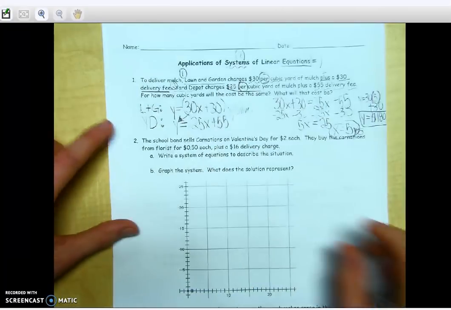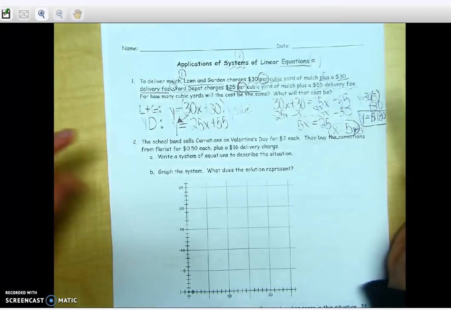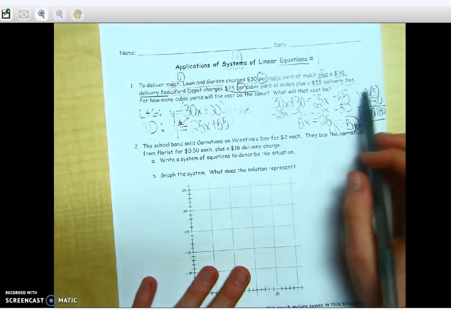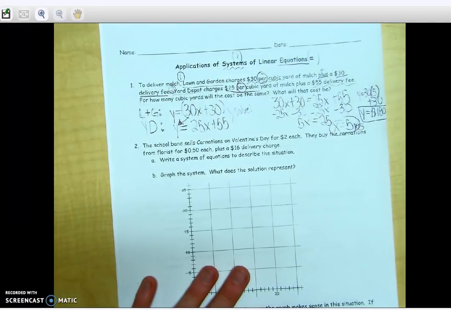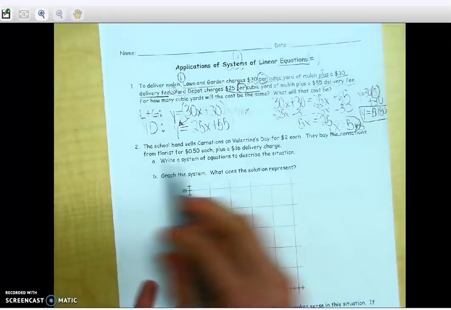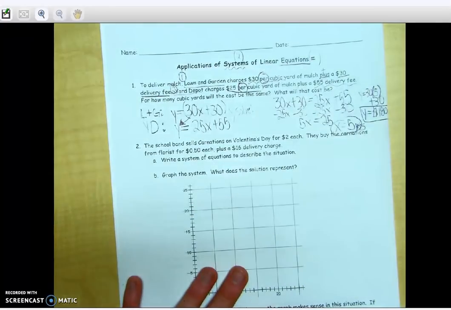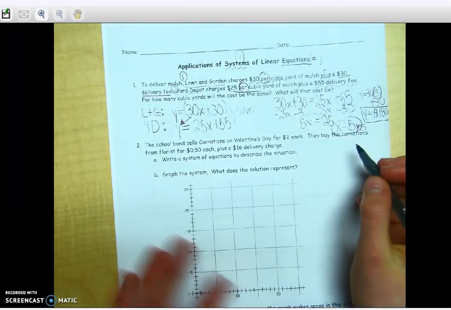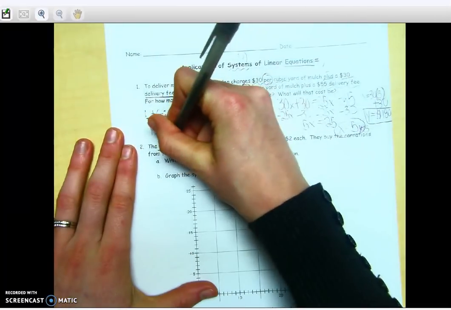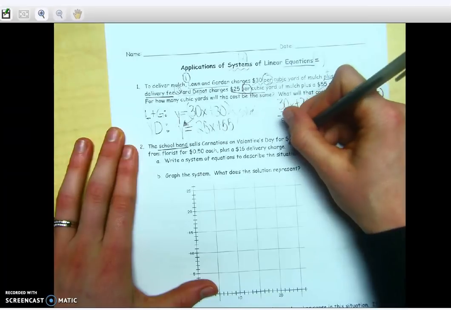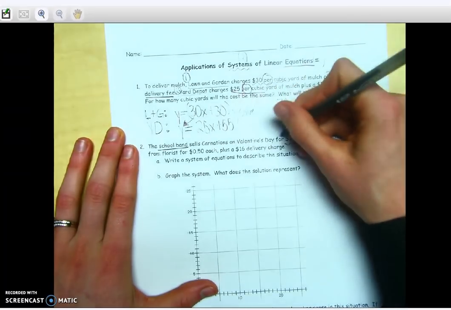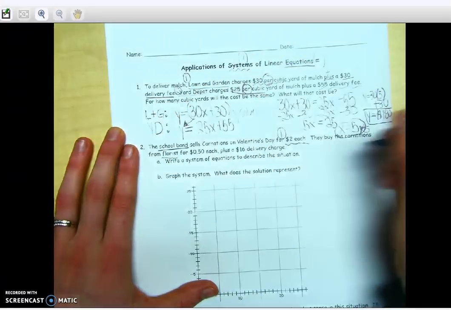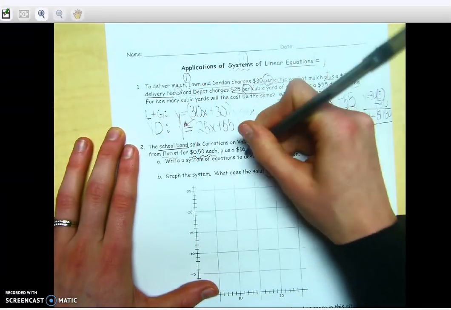So notice how all of these questions are going to involve two equations, and then typically they're going to ask you to solve it. Okay? In this next question, it's a little bit tricky. You have two different situations once again. So you have what the school band is going to have you do. So they're selling the carnations for $2 each. That's going to be your first equation. The second equation has to do with the florist.